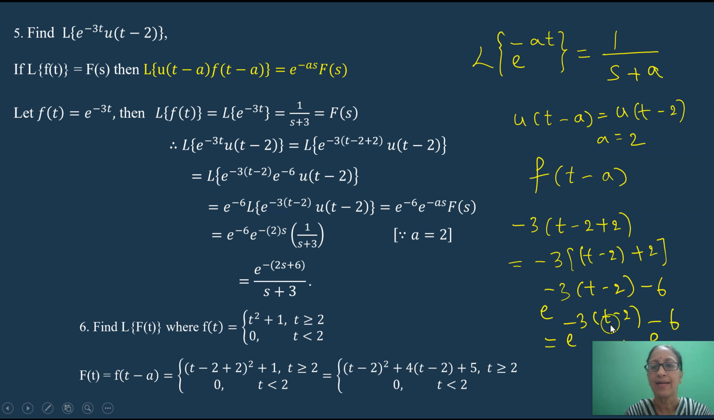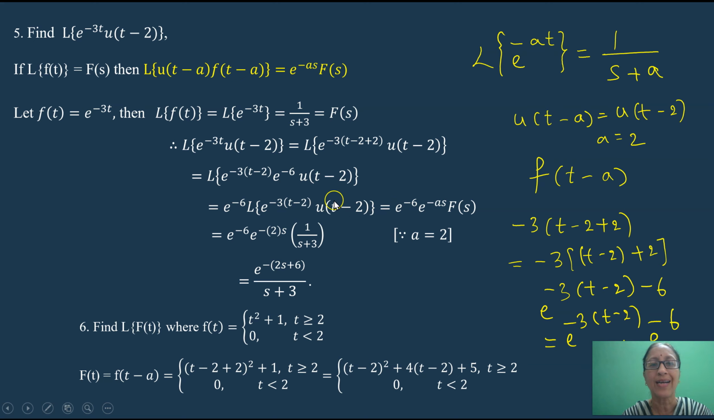That's why here I have written this expression in the form of e power minus 3 into t minus 2 into e power minus 6 into u of t minus 2 as it is, no change. Now e power minus 6 is constant, so we can write it outside. So e power minus 6 into Laplace transform of e power minus 3 into t minus 2 into u of t minus 2, which is equal to e power minus 6 as it is, no change.